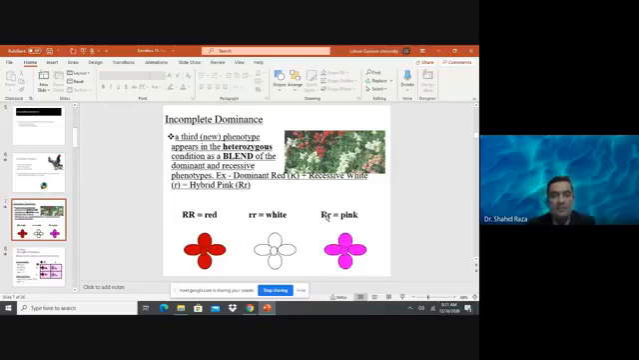An example is when you cross dominant red with recessive white. The result is a hybrid pink. So we can see here the first is red dominant, and the last one is recessive white, and in between we can see pink, the hybrid.